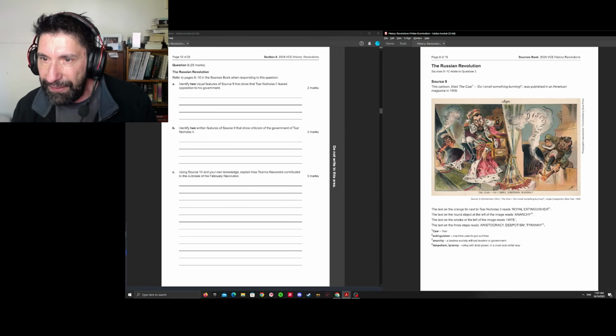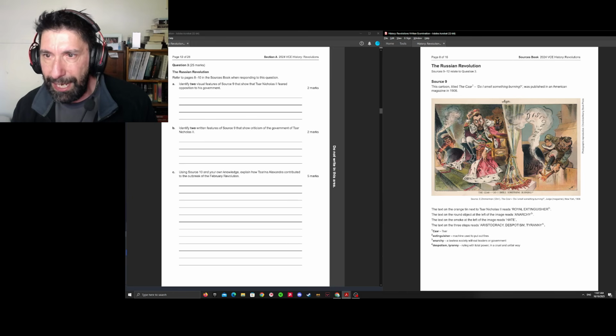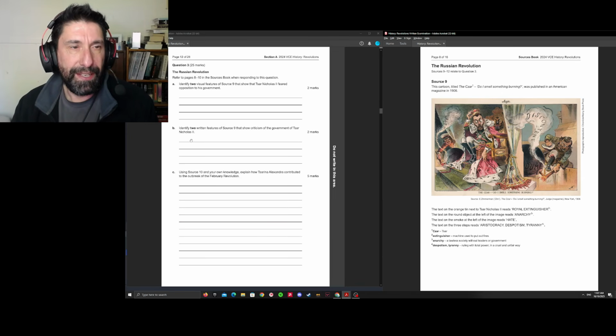The Tsar: I smell something burning, alluding to the bombs just about to explode. The word Duma is written on this bomb here, the word anarchy is written on this bomb here, and there are words written on the steps as well. So references to any of those would satisfy this question B.